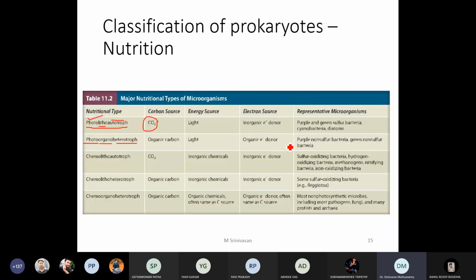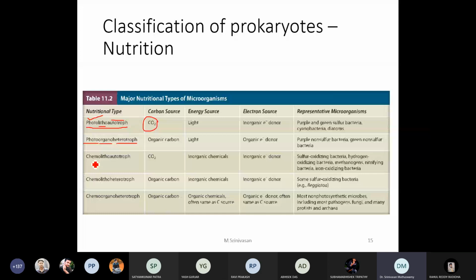Here, for the photoorganoheterotrophs, we have the purple non-sulfur bacteria or green non-sulfur bacteria. Though they have pigments to utilize light energy, for carbon sources they rely on autotrophs. The organisms which can fix atmospheric CO2, they rely on them for the carbon, and they utilize those organisms as organic carbon for their growth and metabolism.